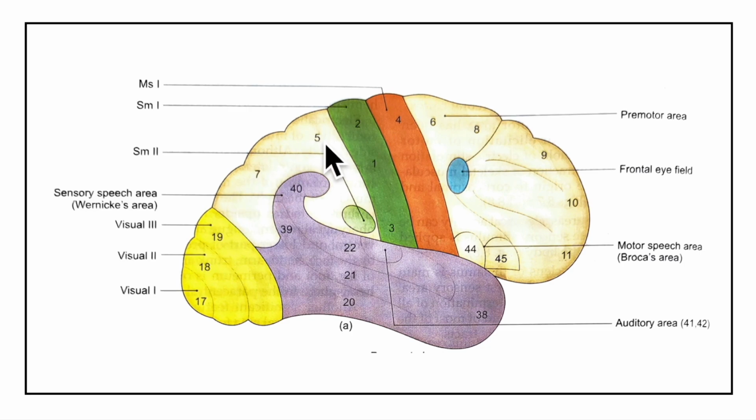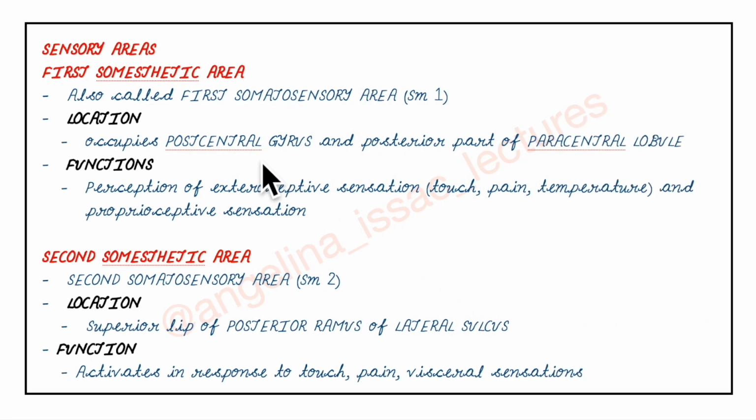Now what is stereognosis? If you are given an object in your hand with your eyes closed and there are no auditory sensations, and if you recognize the object in your hand, that ability is called stereognosis. So this area is associated with it. Now let's concise the important points that we learned under the functional areas of the parietal lobe.